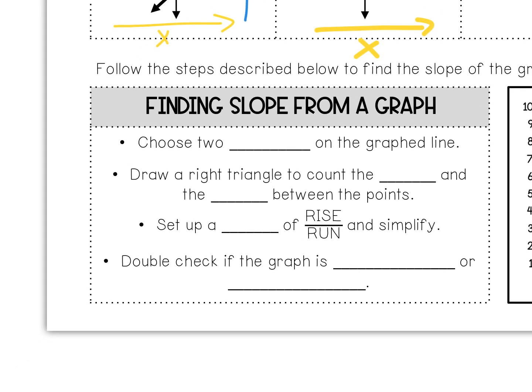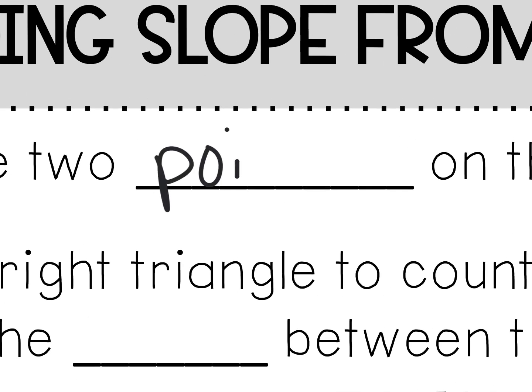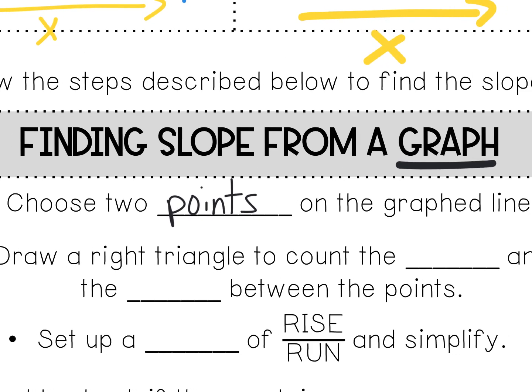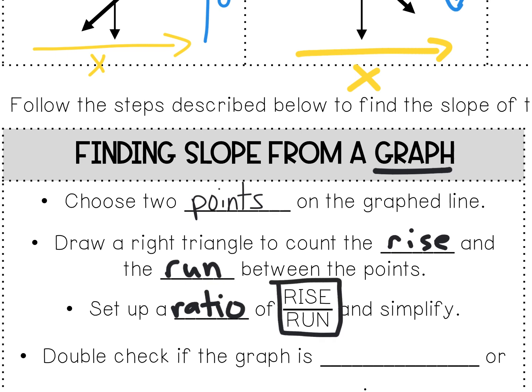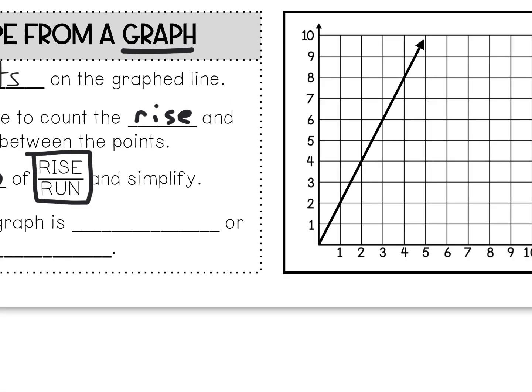So let's look at how we find this from a graph. Later we'll look at how we find it from a table. Choose 2 points on the graph. Draw a right triangle to count the rise and the run. So pick 2 points, draw the right triangle, and then set up our ratio of rise over run. What always goes in the numerator? Rise, and always goes in the denominator, run. So let's do that, and then we'll come back to the other 2 pieces at the bottom.